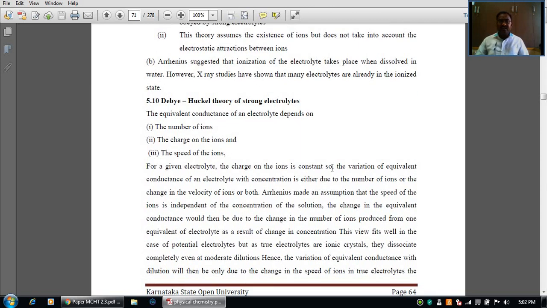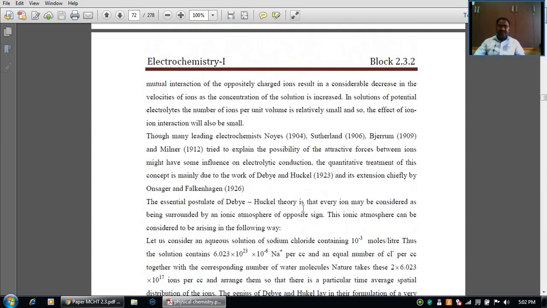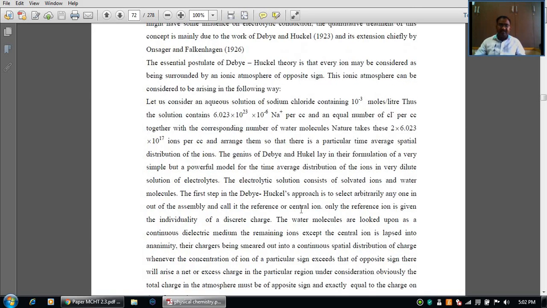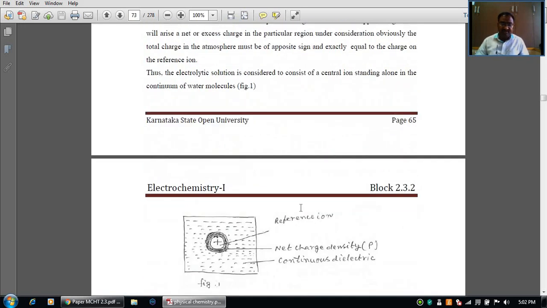One more theory to explain strong electrolytes is the Debye-Huckel theory of strong electrolytes. This theory explains that the equivalent conductance of an electrolyte depends on the number of ions, the charge on the ions and the speed of the ions. Just a brief explanation is mentioned, so you go through that.